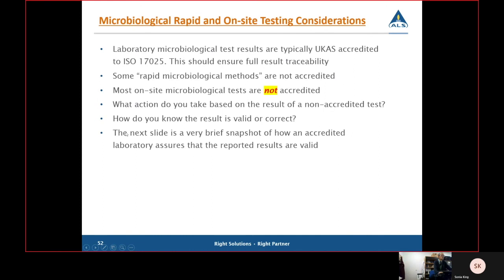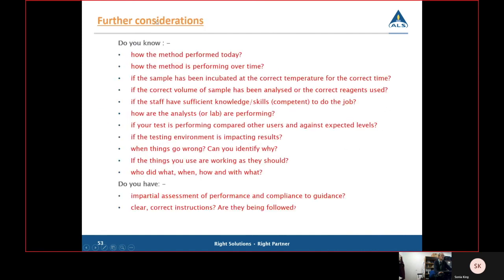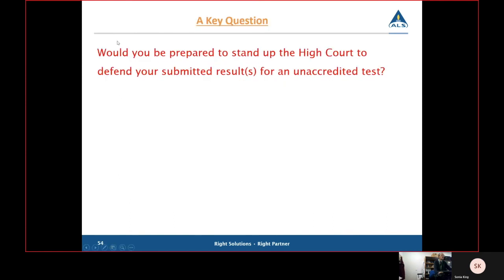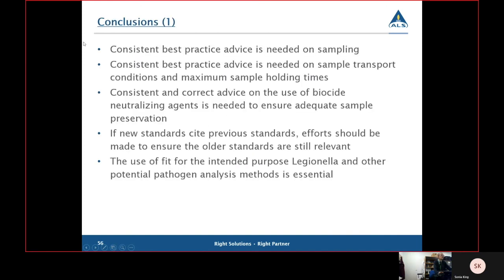The next slide is a very brief snapshot of how an accredited laboratory assures that the reported results are valid. So these are all the checks that a laboratory has to do. And if you just do a quick test on site to give yourself comfort, how can you be sure that if you get a negative, it is a true negative, and the person doing it is competent to do it on a regular basis? And a key question: would you be prepared to stand up in a high court to defend your submitted results from an accredited test? Conclusions.